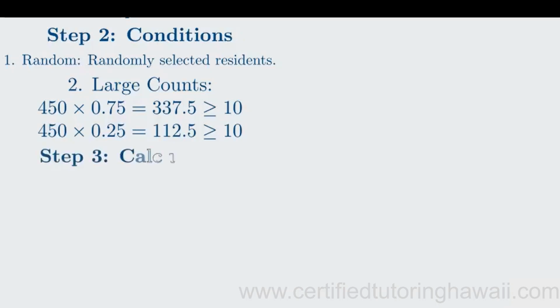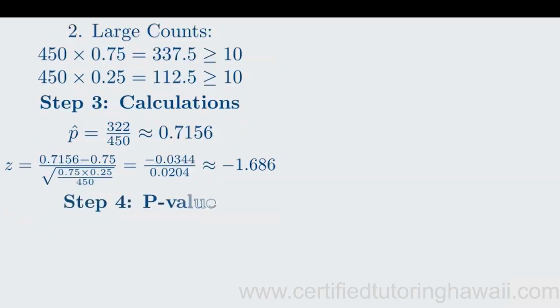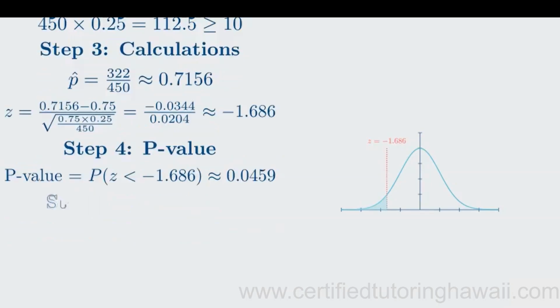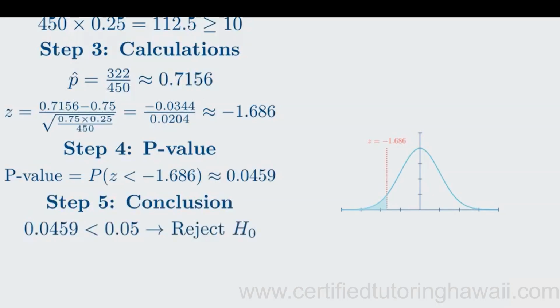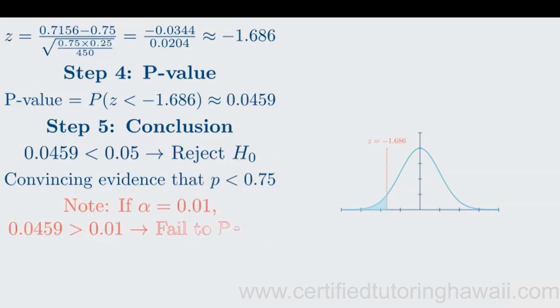Now for the calculations. First, we find our sample proportion, p hat. Then we calculate the z statistic. The probability of seeing a satisfaction rate this low if the true rate were 75% is about 4.6%. Because our p-value is less than 0.05, we reject the null hypothesis. There is convincing statistical evidence that the true proportion of all residents satisfied with the bus schedule is less than 75%. Notice how close this was. If we had used a significance level of 0.01, we would have reached the opposite conclusion.